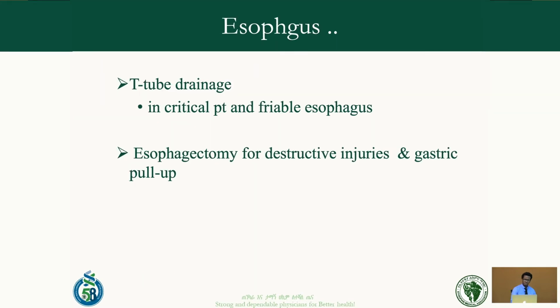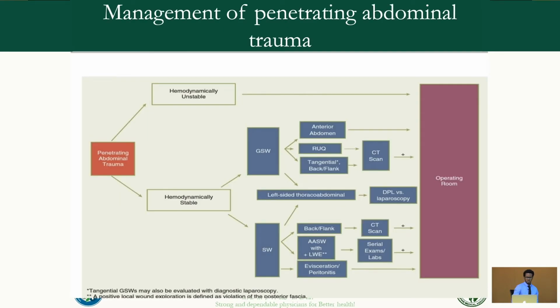If our patient is critically ill with a friable or fragile esophagus, the other possible option is T-tube drainage to the esophagus. If the patient can tolerate a significant duration of surgery and is stable during intraoperative procedures, the patient with destructive injuries can have esophagectomy, and we can have gastric pull-up. With this, we are through with chest injuries.